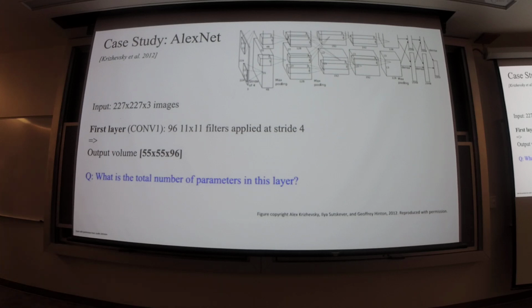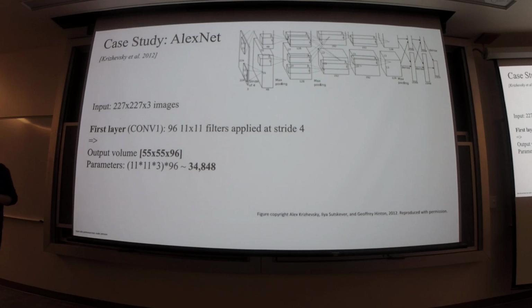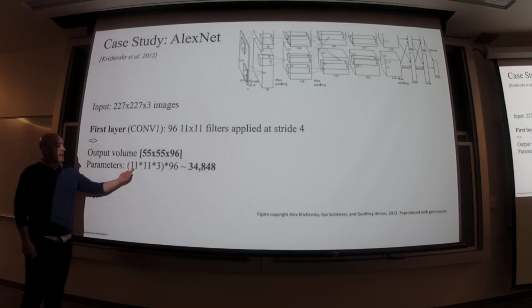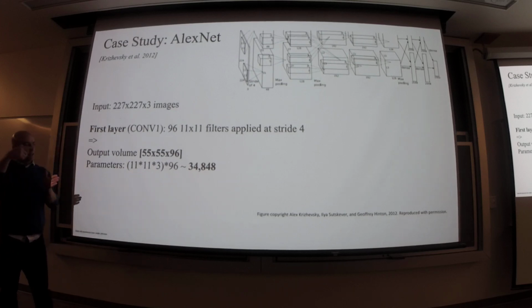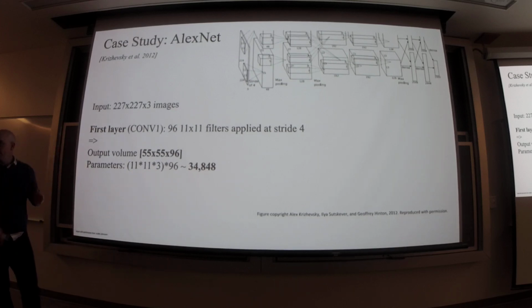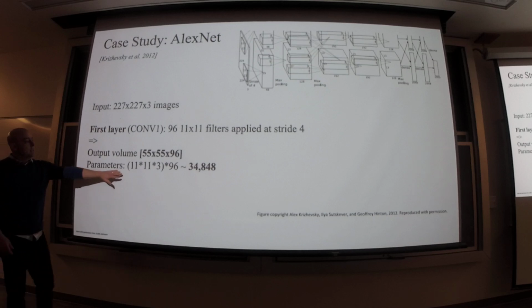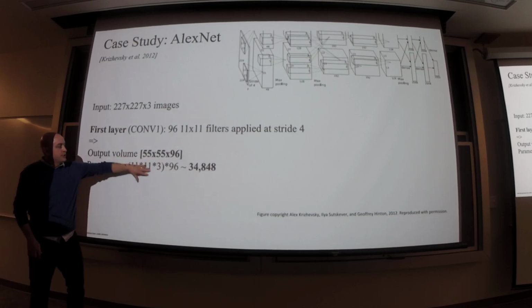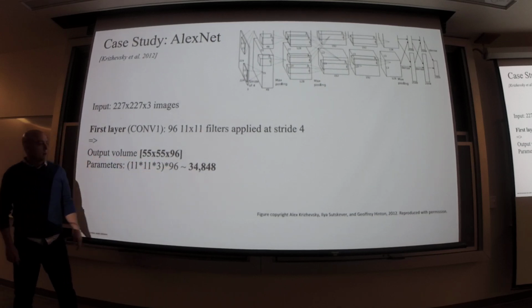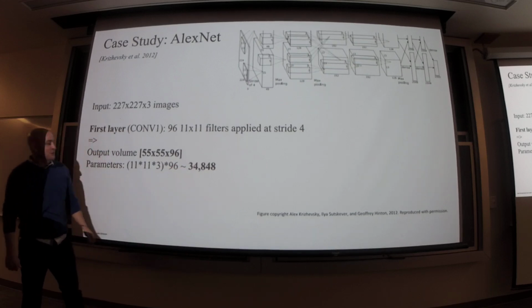What's the total number of parameters in this layer? 96 by 11. Good. That's exactly right. We forgot the 3 last time. Remember this time. That's awesome. Exactly, so each filter is giving us 11 times 11 times 3. That's the width, height, and depth, or the number of channels. So that's how many parameters in each filter, and there are 96 filters. So that's not approximately, that's actually equal to.